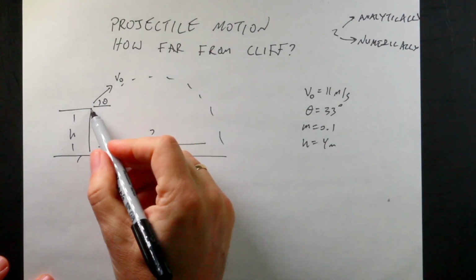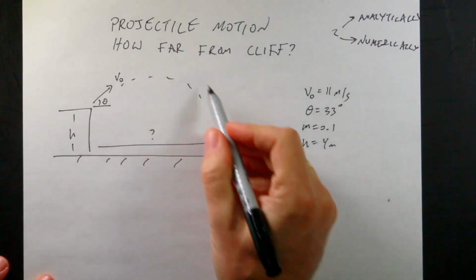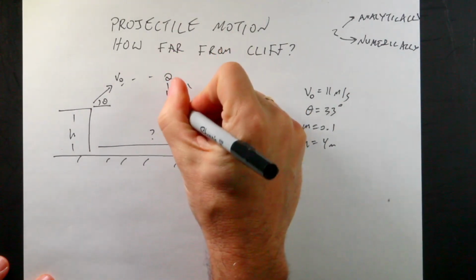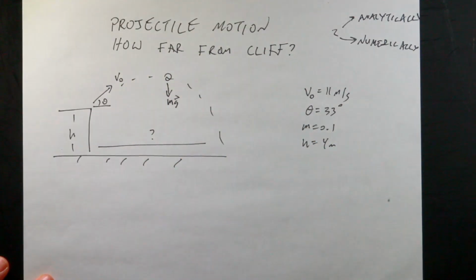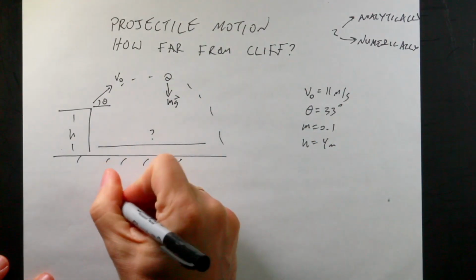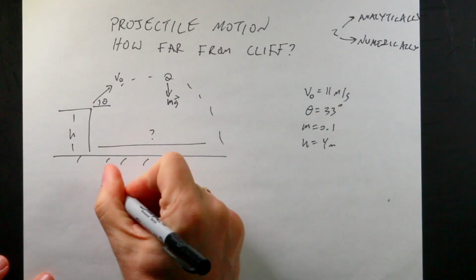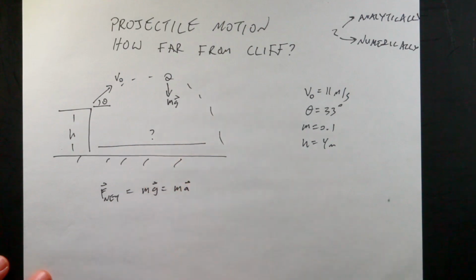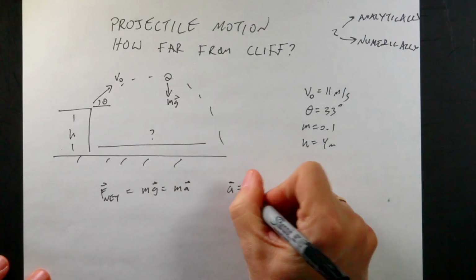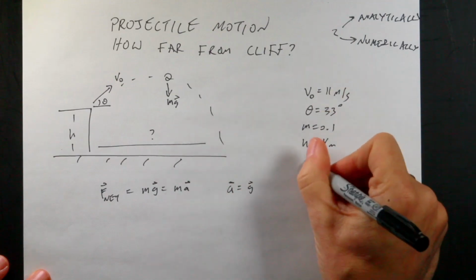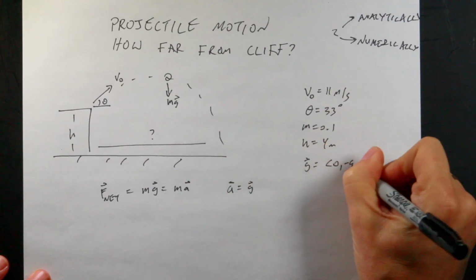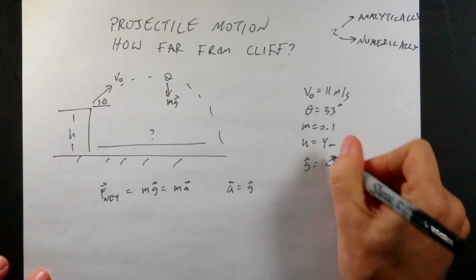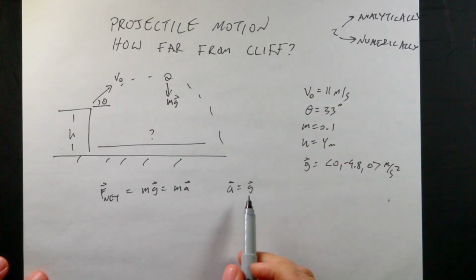If I launch a ball off of here, then once it's in the air, there's only one force acting on it, and that's the gravitational force. If I use the momentum principle, then I get this: F net equals mg equals ma. So that means that the acceleration vector is g. Now, g is the vector 0, negative 9.8, 0 meters per second squared on the surface of the Earth. That's g. So I know the acceleration.